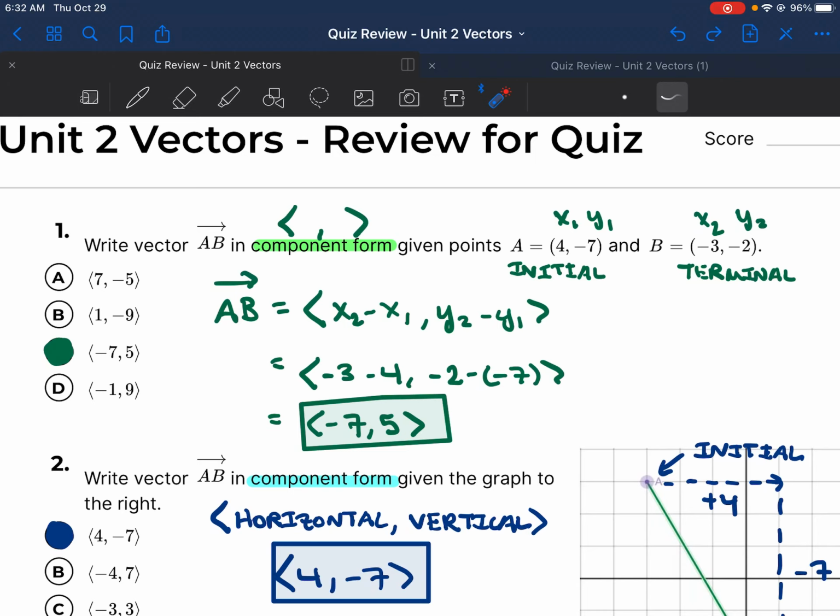Horizontal component will be negative 3 minus 4, and the vertical component will be negative 2 minus negative 7. Be careful with your double negative, make sure that you turn it into an addition. When you subtract these, you get components negative 7, positive 5.